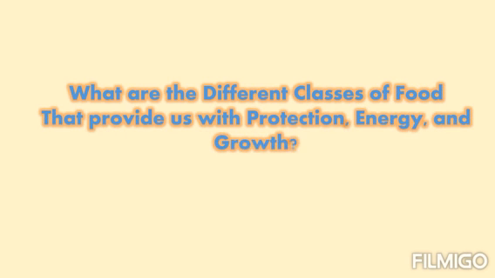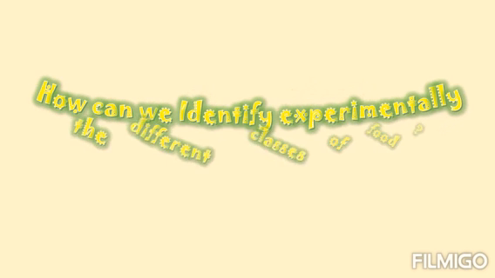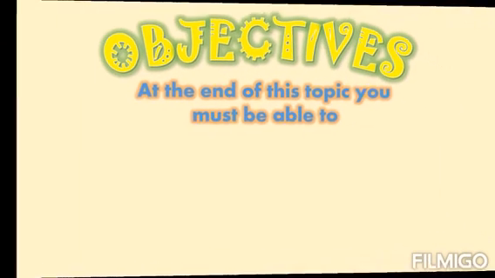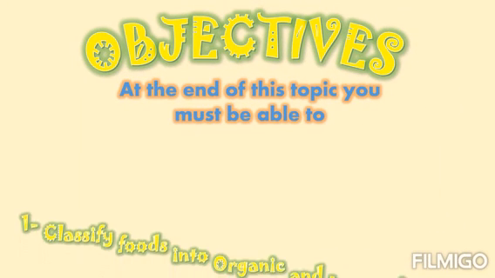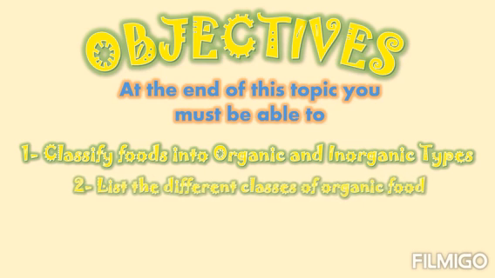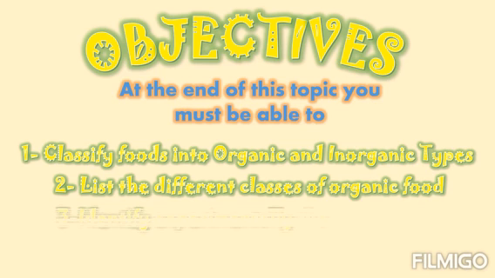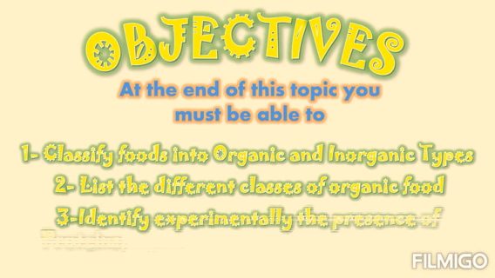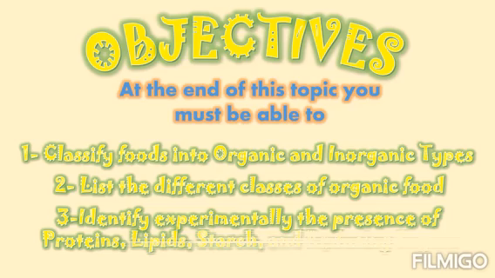So, our food. What are the different classes of food that provide us with protection, energy, and growth? And how can we identify experimentally the different classes of food? At the end of this topic, my dear students, you must be able to classify foods into organic and inorganic types. Then, you must be able to list the different classes of organic food. And finally, the most important one, to identify experimentally the presence of proteins, lipids, starch, and reducing sugar. This is what we're going to deal with.